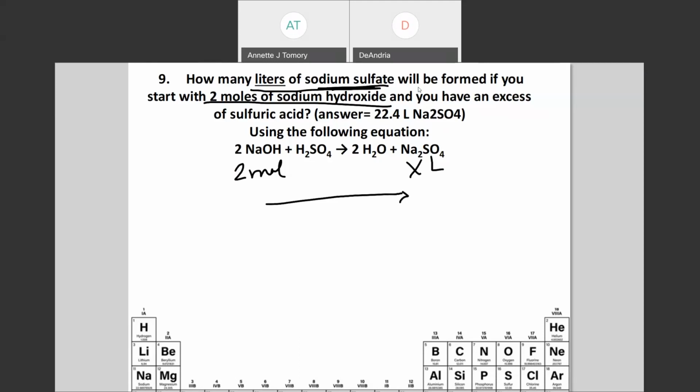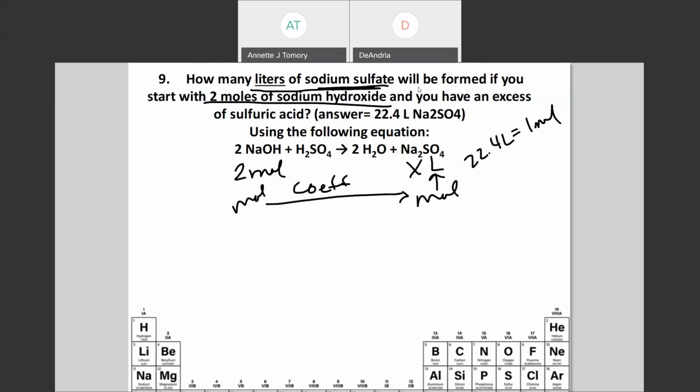Okay, so what's on the top of that line? Coefficients. What's on either side of that arrow? What unit? Moles. Moles and moles. All right, are we starting off with moles? Yes. So I don't have to convert that. Am I ending in moles? No. So I do have to convert that. How do I get to liters? The 22.4.